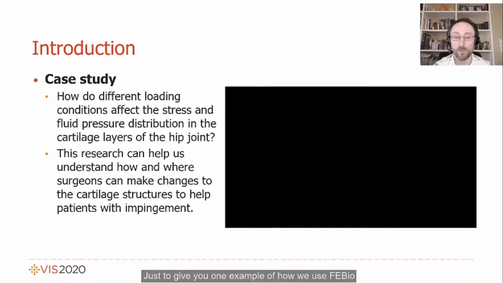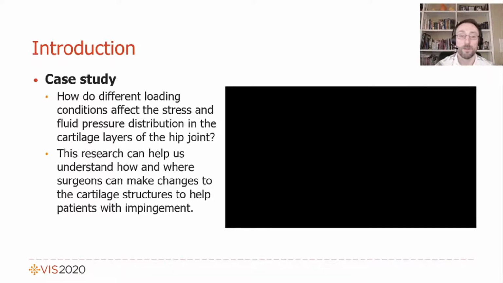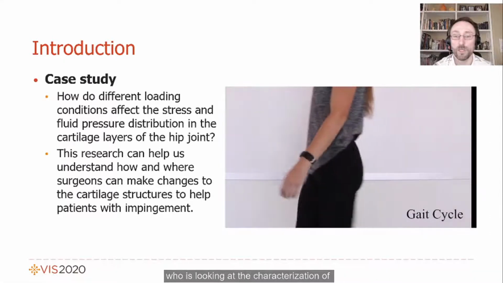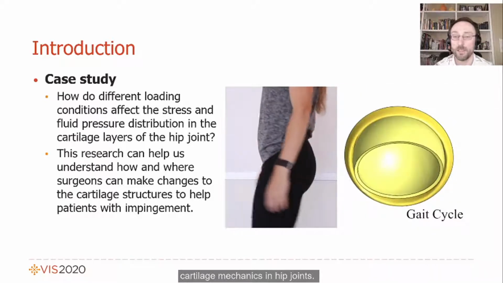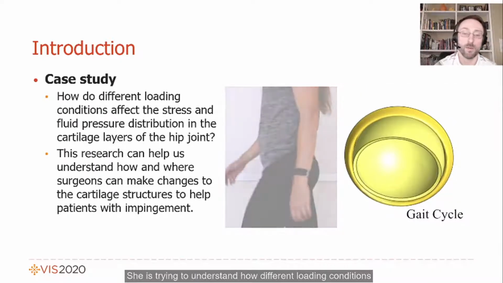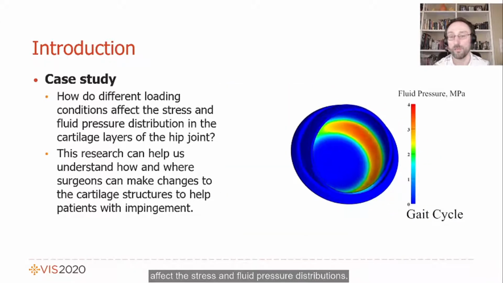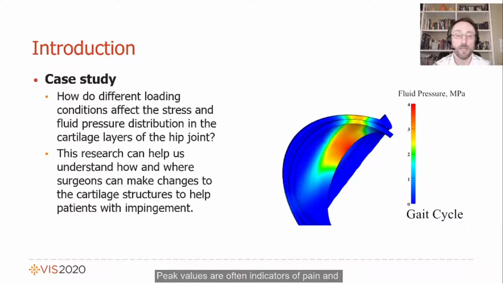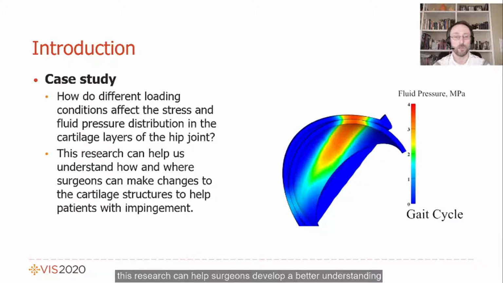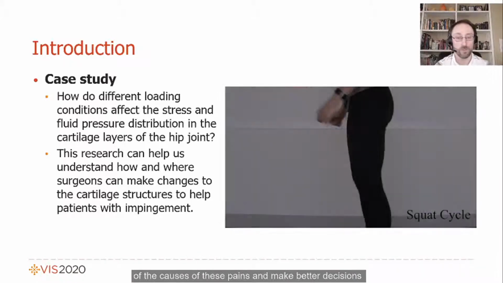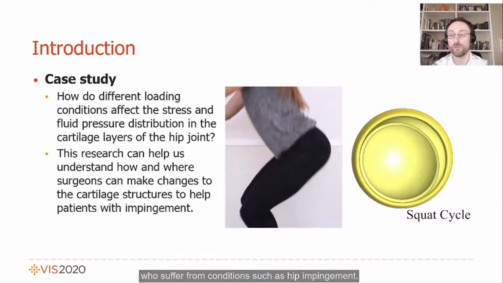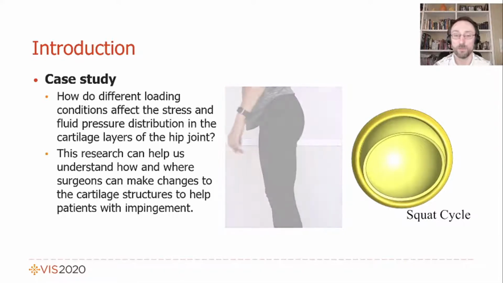So just to give you one example of how we use FEBio in our research, I just want to present this work. This work is part of one of Dr. Weiss's PhD students, who is looking at the characterization of cartilage mechanics in hip joints. She's trying to understand how different loading conditions affect the stress and fluid pressure distributions in the cartilage. Peak values are often indicators of pain, and so this research can help surgeons develop a better understanding of the causes of these pains and make better decisions in when and how to treat patients who suffer from diseases such as hip impingement.